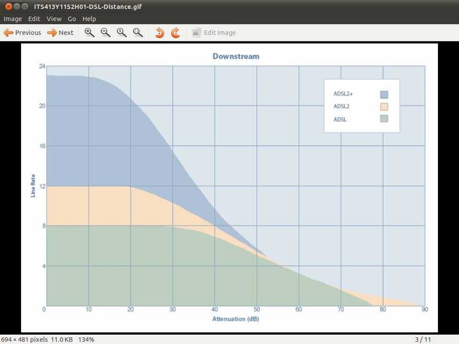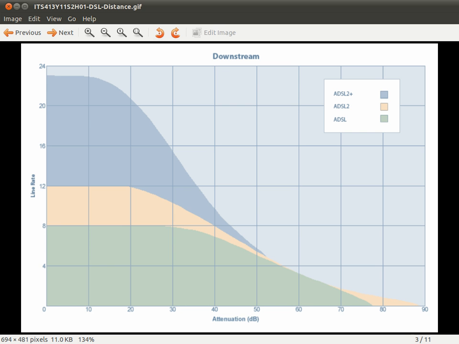With an attenuation of 30 dB, you could achieve that. But with an attenuation of 50 dB, you're at about 5 megabits per second, which is the maximum you can achieve. With an attenuation of 70 dB, the maximum is around 1 or 2 megabits per second. That is, the further you are from the exchange, as the distance increases, the attenuation increases. The further you are from the exchange, the lower the maximum data rate that you can achieve.